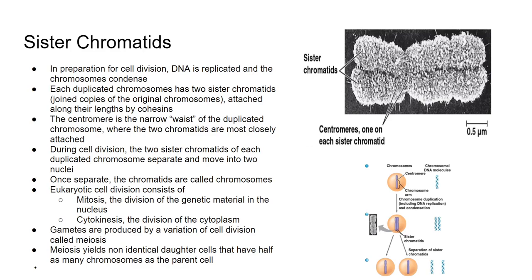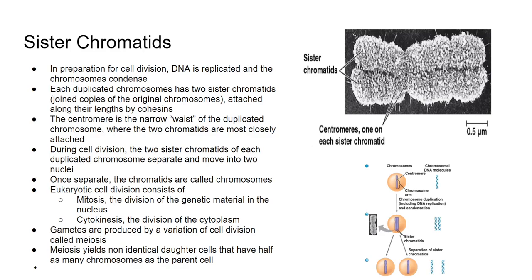But since they are attached at the centromere here, which is this waist part, they are referred to as sister chromatids. So in preparation for cell division, DNA is replicated and the chromosomes condense, and each duplicated chromosome has two sister chromatids attached along their lengths by cohesins. This is referred to as the centromere. It's kind of like this narrow waist, like a belt of the duplicated chromosome, where the two chromatids are most closely attached.